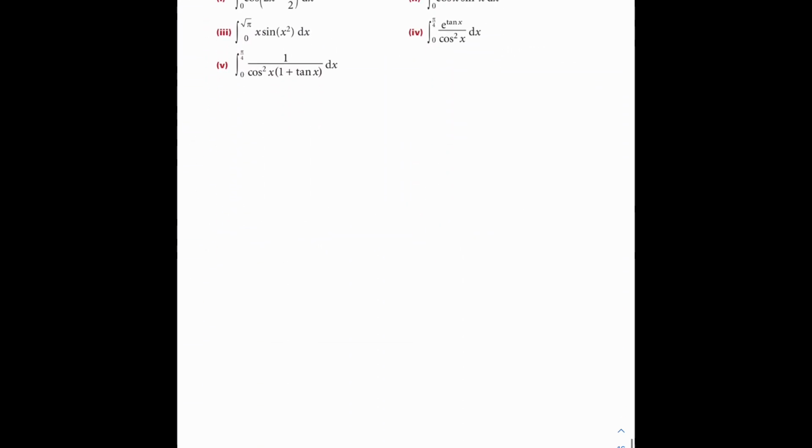Moving on to question number 3. Evaluate the following definite integrals by using suitable substitutions. Okay, so if I'm doing the first part, I can take 2x minus pi by 2 as u. u equals 2x minus pi by 2. Okay, this is with practice that you'll get to know. As soon as you see the question, you'll be able to understand what you should take as u and what substitution you should use. du upon dx is going to be 2.